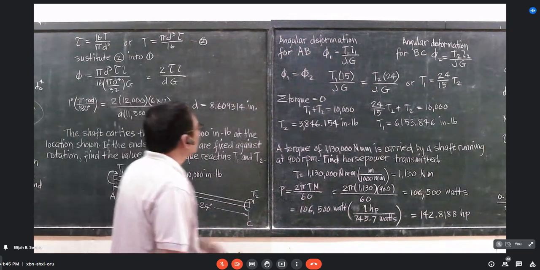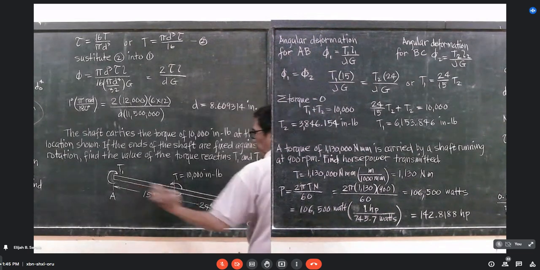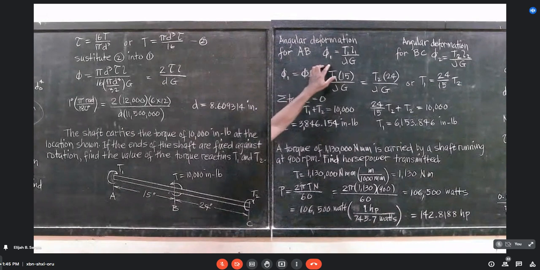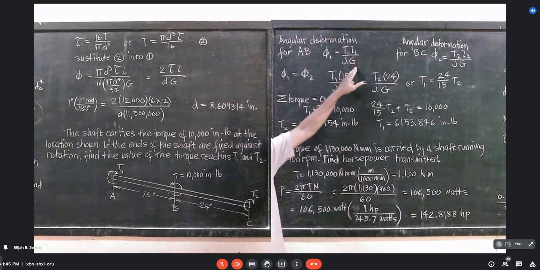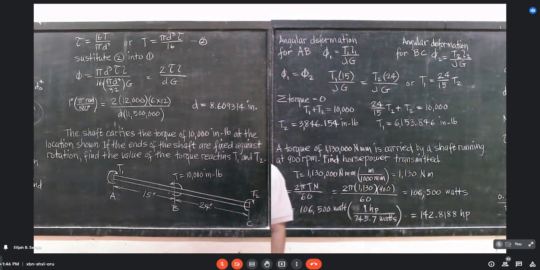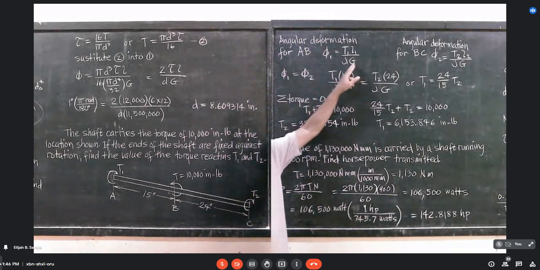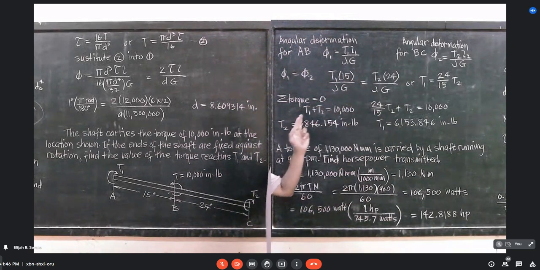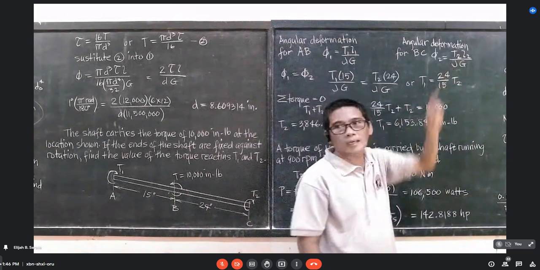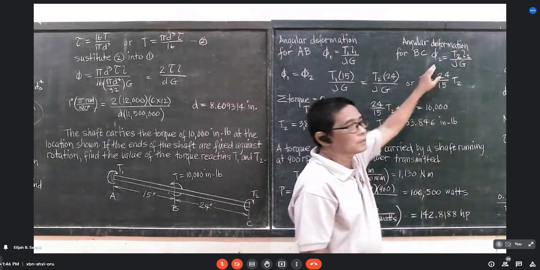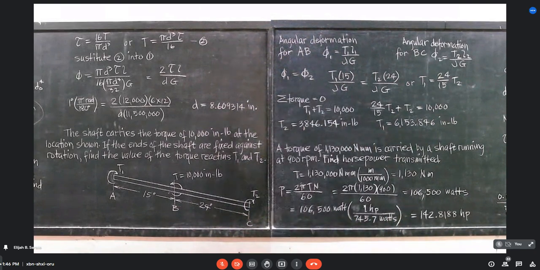So, for the AB portion, let us say phi 1 is equal to the torque reaction here, times L1, over JG. Since J and G are both for the same cross-section, for the other side we can still use JG, because on the other side J and G are the same. However, the torque and the length are not, and also the angle of twist. Do you follow?